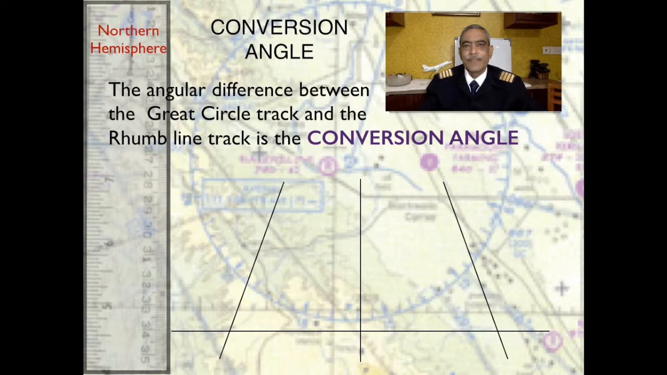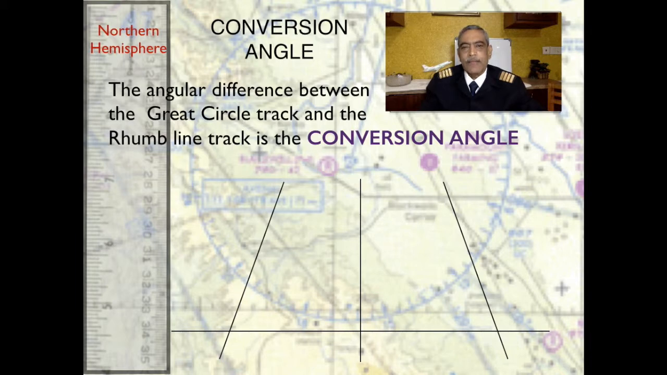Another definition, the conversion angle. We learnt about great circle track and the Rhumb line track, and we also learnt that the great circle is the shortest distance, but to follow that you have to constantly keep changing the direction. Whereas a Rhumb line track is a single direction track. That means you have to maintain a single direction and you will reach the other point. Here, the angular difference between the great circle track and the Rhumb line track is called the conversion angle.